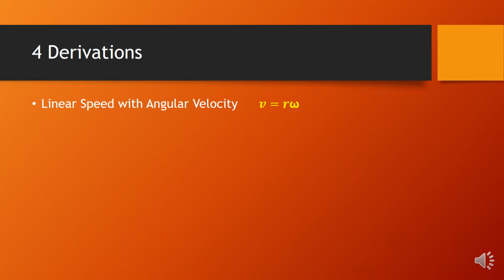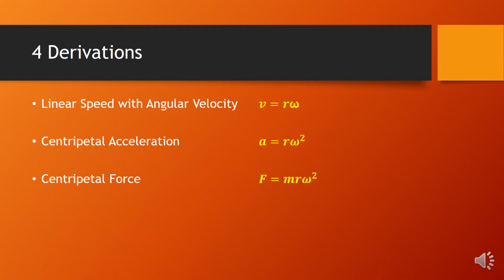Linear speed with angular velocity, v equals r omega. Centripetal acceleration, a equals r omega squared. Centripetal force, F equals m r omega squared, and Kepler's third law, which relates the periodic time T squared to the other variables there.